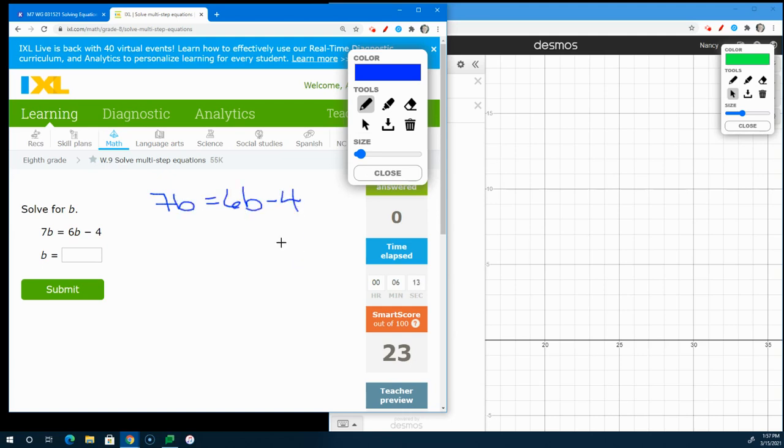I don't have anything that needs to be simplified. I just need to move the 6b over here. Just remember us doing that before. Change it to a negative 6b. 7b and negative 6b is 1b. And this was a negative 4. So b equals negative 4. Okay, so let's go over here to our graphing calculator.